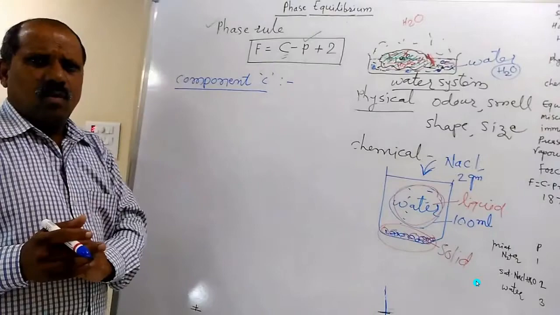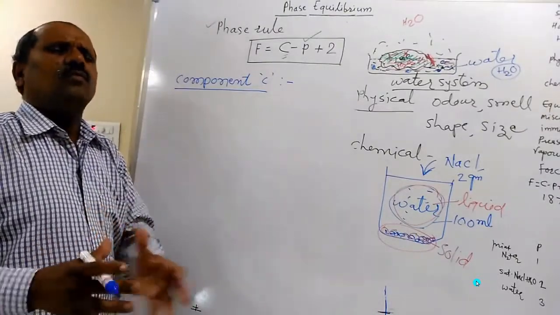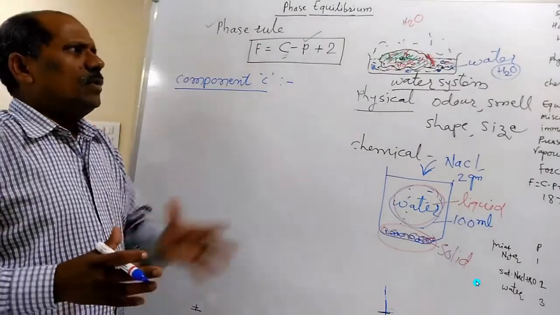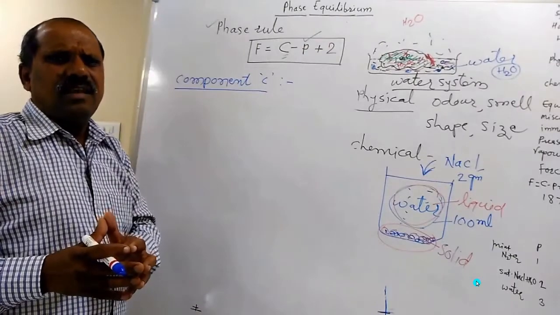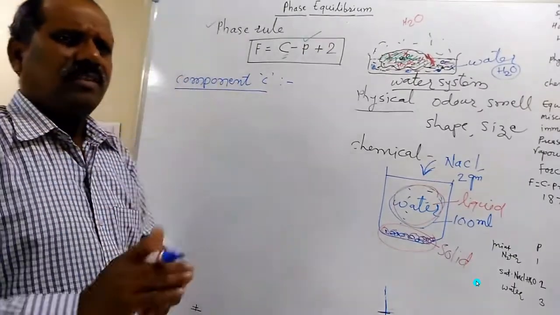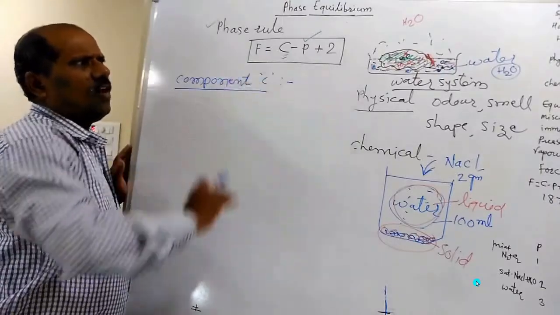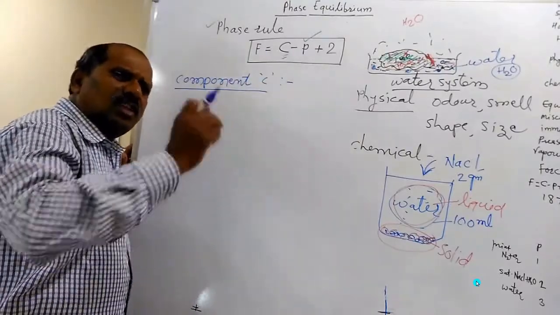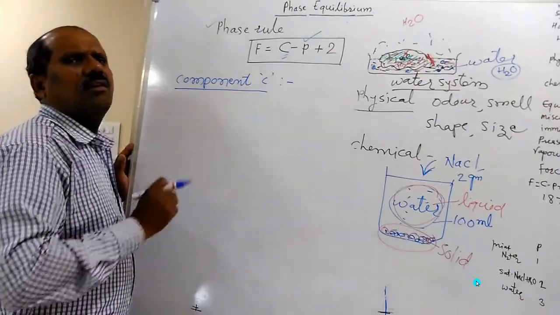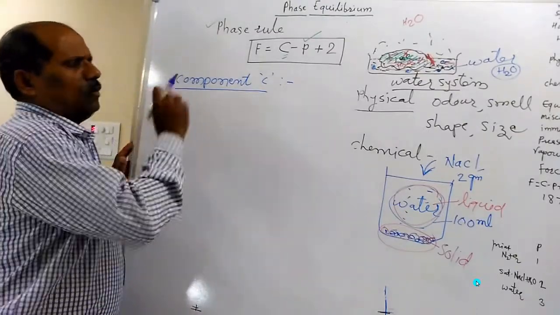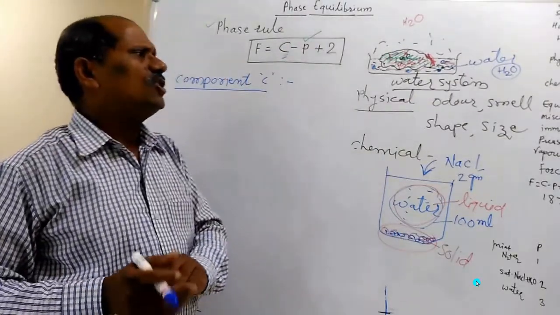Means what? What are the different chemical constituents which are necessary to define or to express all the phases in the given system? The least number of chemical constituents which are required to explain or express all the phases, in the form of chemical equation, that is called the component. Take the example of water system.